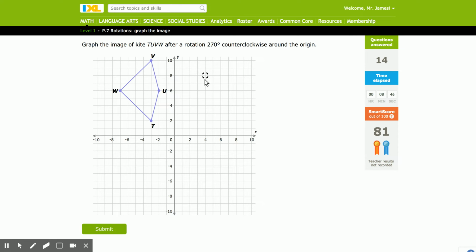So that means that we're going to take each ordered pair and switch the coordinates. So instead of negative 3, 10, we'll have 10, 3, both of which have to be positive because we're in the first quadrant. Instead of negative 2, 6, we'll have 6, 2. Instead of negative 3, 2, we'll have 2, 3. And then instead of having point negative 7, 6, we'll have 6, 7.